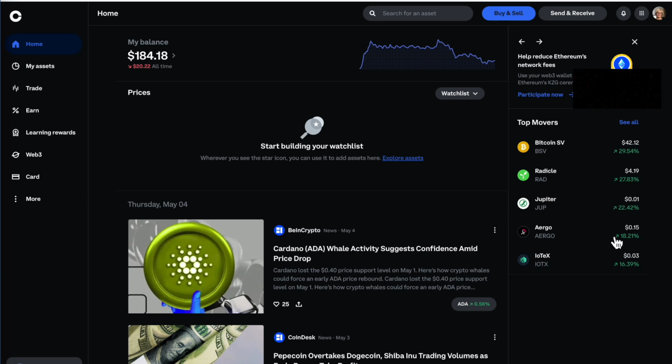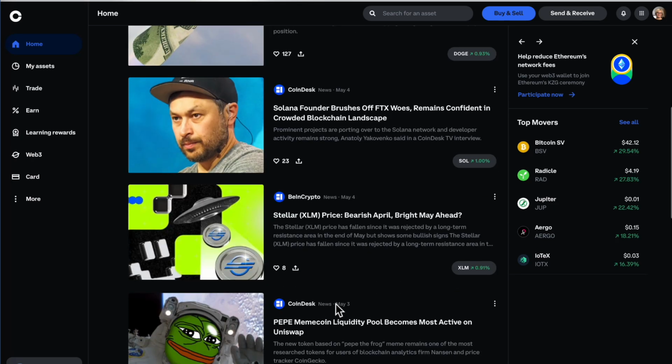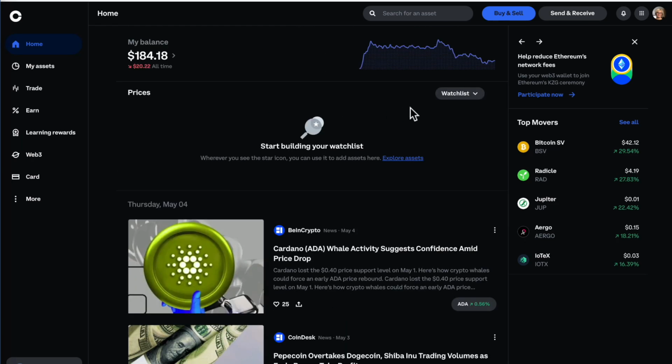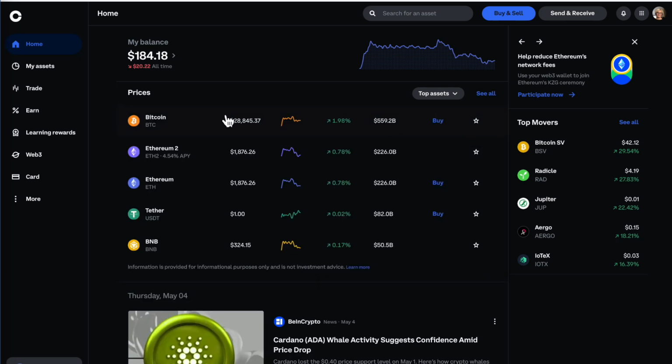Here they have a list of the top crypto assets as far as price movement. Links to crypto articles you might be interested in. At this point, you can either set up your watch list of prices that you want to watch, or you can just click this toggle and have it set up for top assets. So right away you can see what they are listing as the current price of some of these assets. Okay, so that is the home screen.